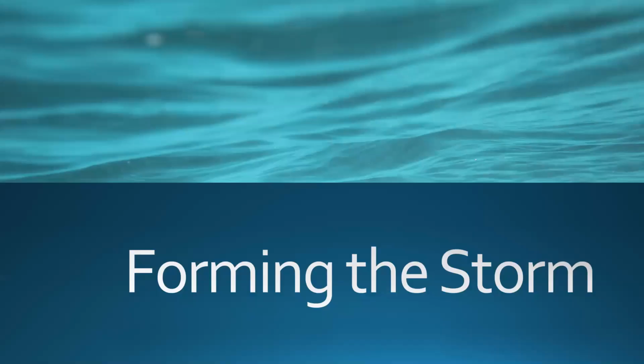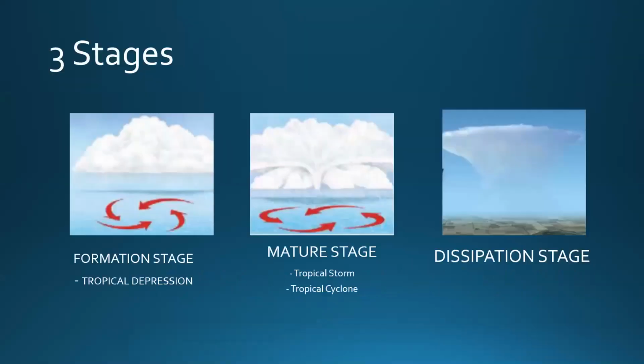Hey guys, so today we're going to be talking about how these tropical cyclones begin to form. So yesterday you should have discovered what a tropical storm is and the different names it can go by. And today we're going to talk about how they're created. There are three stages in this formation process. The first stage is formation, the second is mature, and the last one is dissipation.